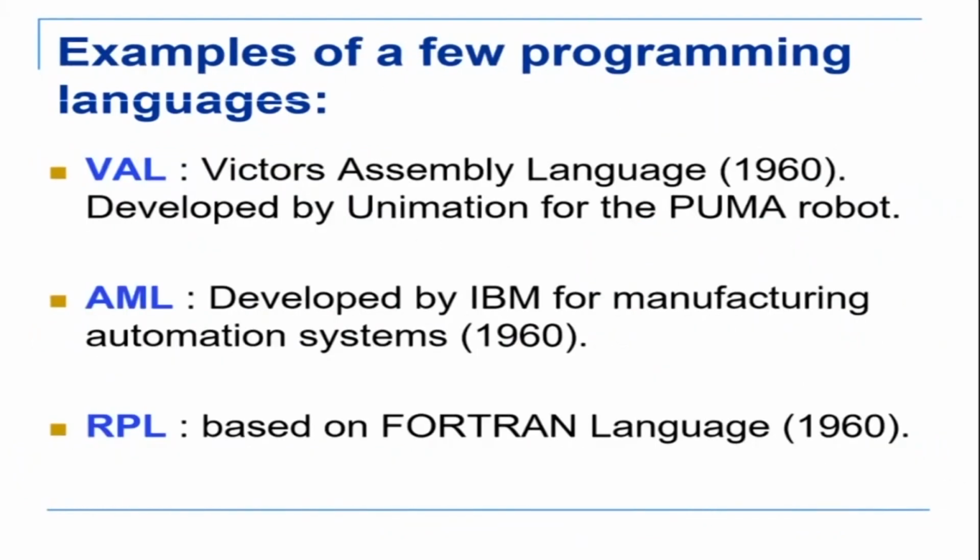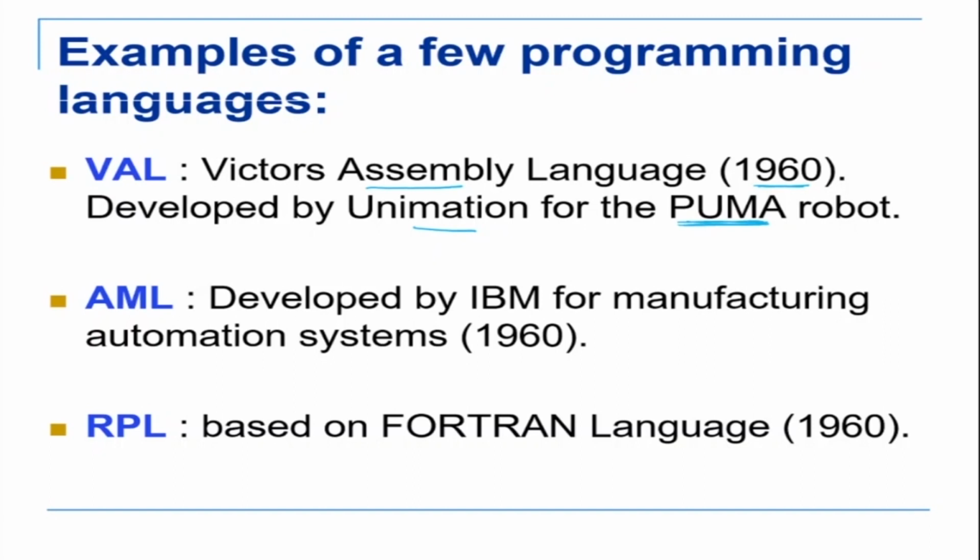Now, examples of a few programming languages. The earliest programming language was VAL. This is called Victor's Assembly Language. It was developed in the 1960s by the Unimation Corporation for the Puma robot. Puma is a Programmable Universal Machine for Assembly. So when we looked at inverse kinematics, we studied the inverse kinematics of the Puma robot.